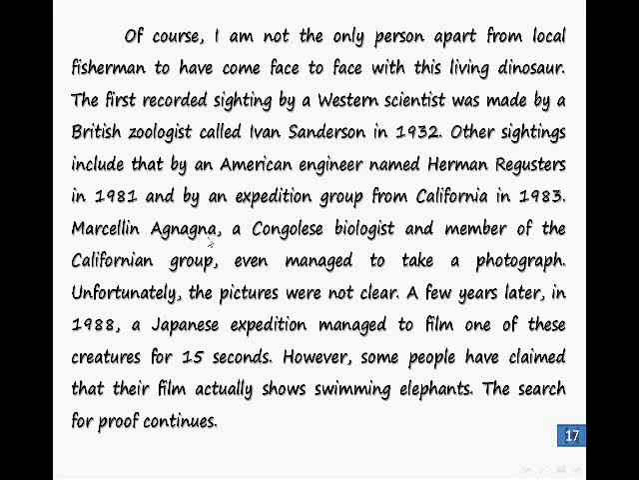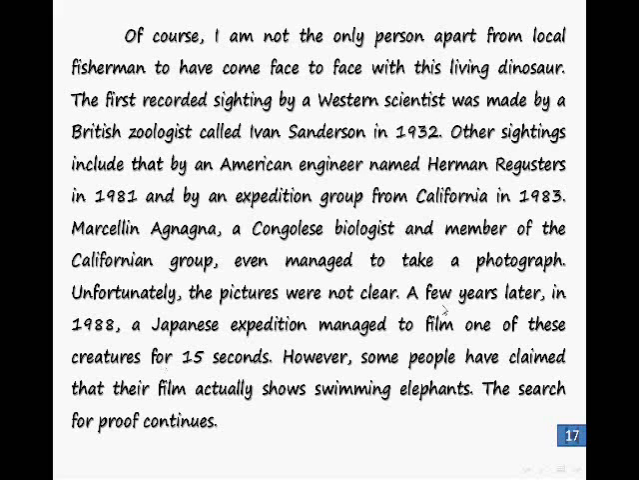Marcelin Ajanga, a Congolese, because this is from Congo, okay? So biologist and member of the Californian group even managed to take a photograph. He managed to take a photograph, okay? Can you see this? Unfortunately, the pictures were not clear, so it's as if he didn't take any pictures. Yeah? Now we move on to a few years later, in 1988, a Japanese expedition managed to film one of these creatures for 15 seconds.